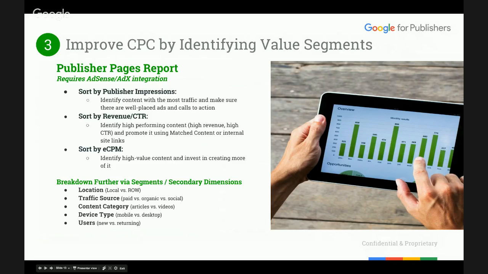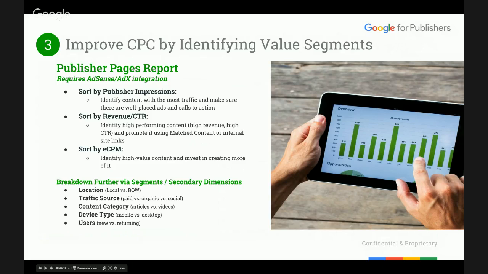So take, for example, location. Is one region making more money than another region? If so, you can write more stuff targeted to that region and in that language, and promote more sites in that particular area. And you can check out your traffic sources too.